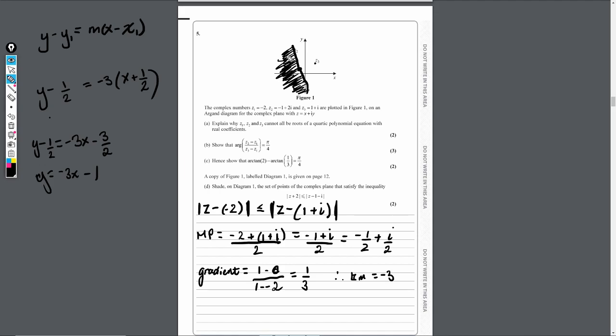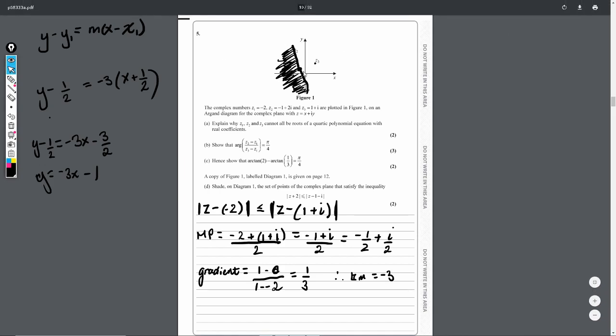And there you have it. So that's part D. So that's just everything that you need to shade. Okay, so that's your line, and that's your shaded area. And there we go, that's question 5 fully complete.